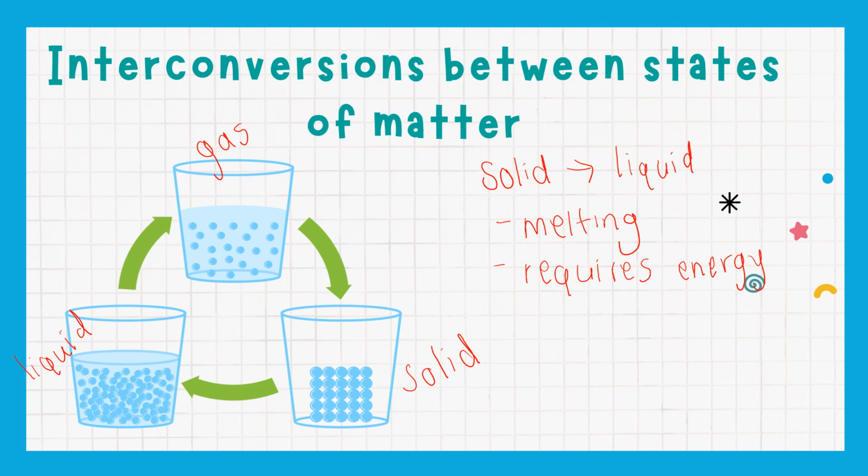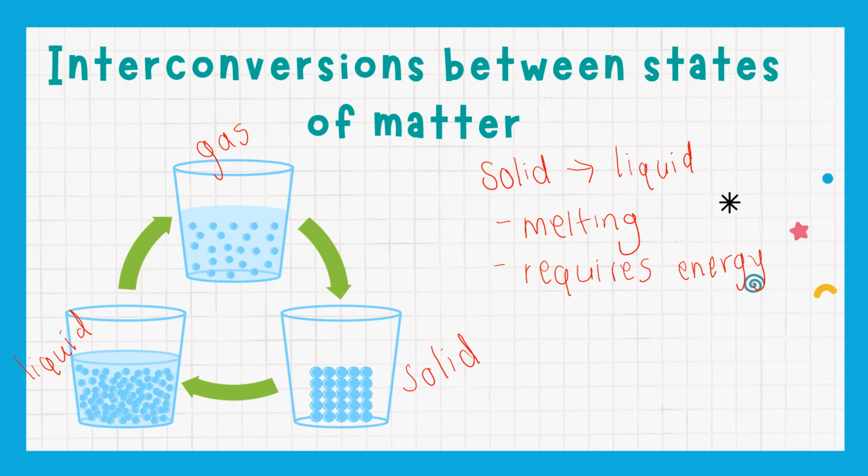So what will happen is the solid particles will gain energy. They will start vibrating more and more and more. Eventually, they will have enough energy to start breaking the bonds that are keeping them in this solid pattern that we see. And then the particles will start moving around a little bit more, and then it will change into a liquid.